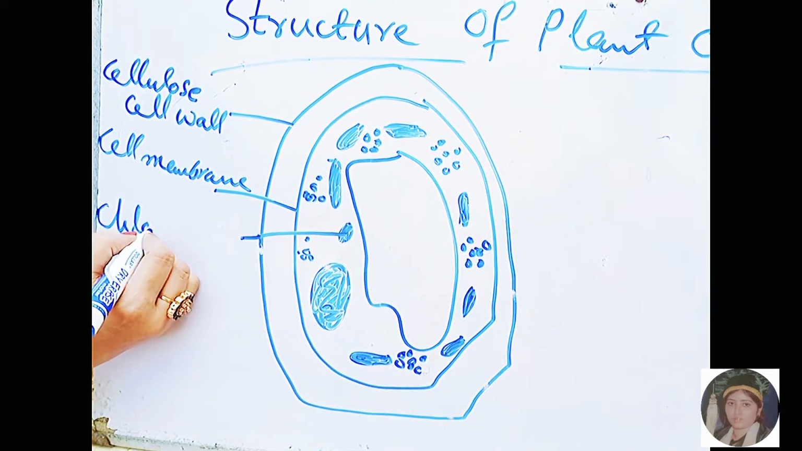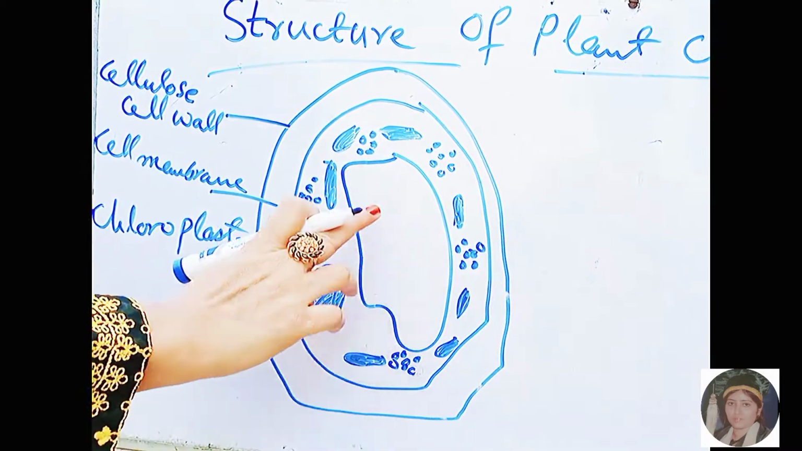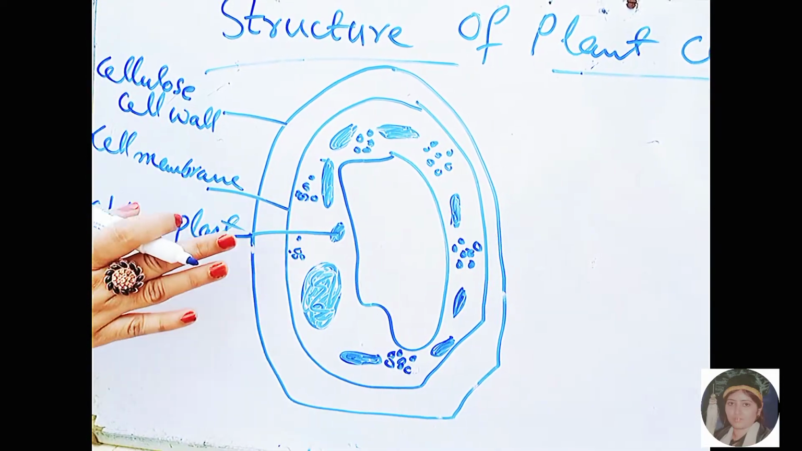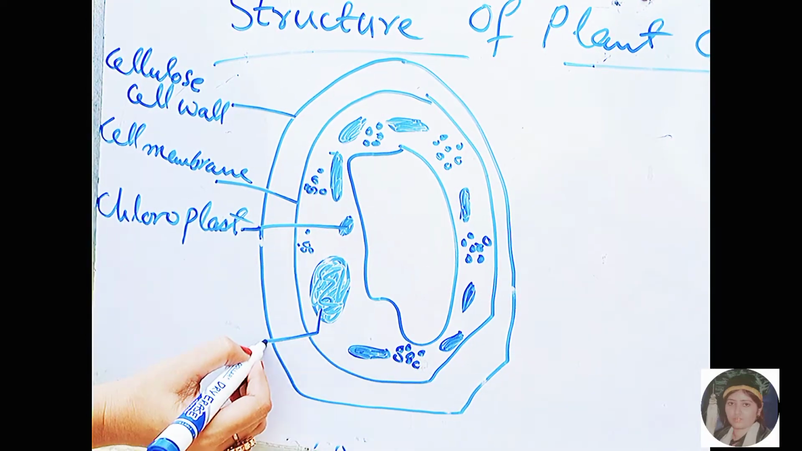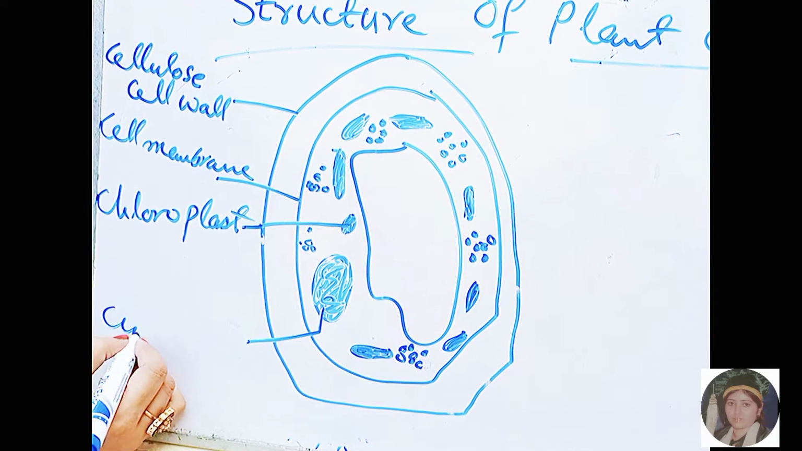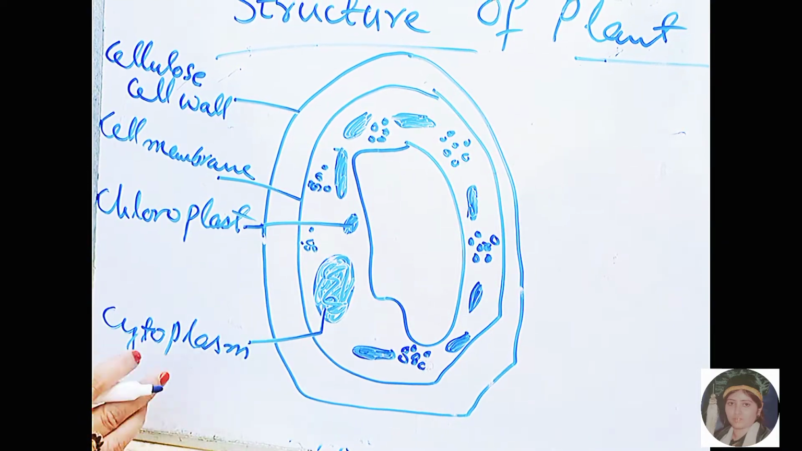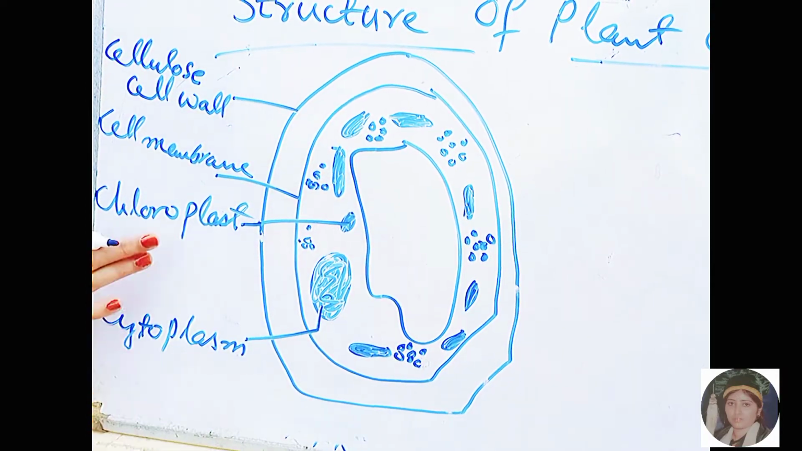Chloroplast. Chloroplasts contain a green chemical called chlorophyll. This is the chemical which enables green plants to use the sun's energy to make food during photosynthesis. Cytoplasm is all the living matter except for the nucleus. It is a jelly-like substance which is fluid and can flow.